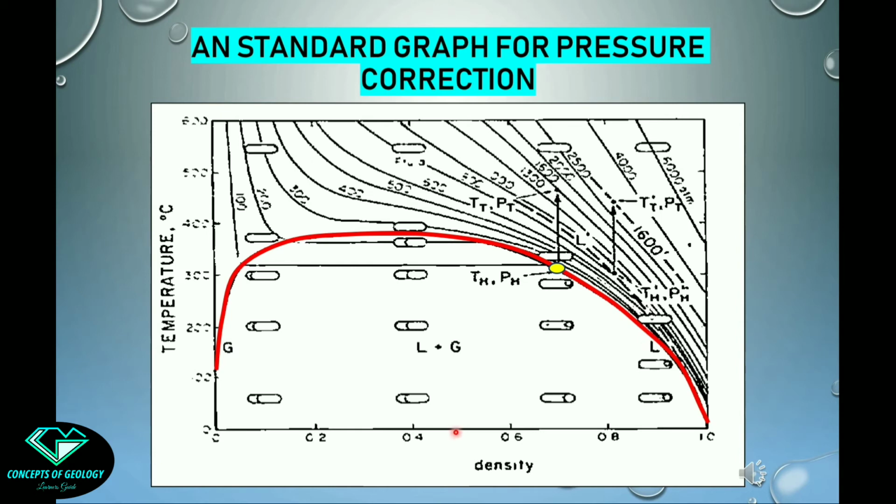Where the density is 0.5, that means the inclusion is half filled with water phase and the other half is filled with the vapor phase. And where the density is 0, that means the inclusion is totally filled with the gaseous phase. Now let me explain why this is happening.